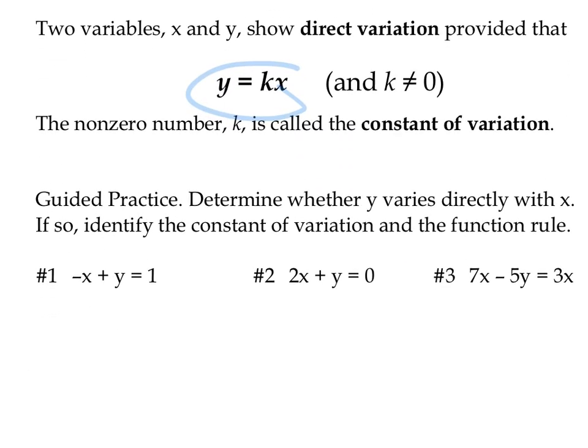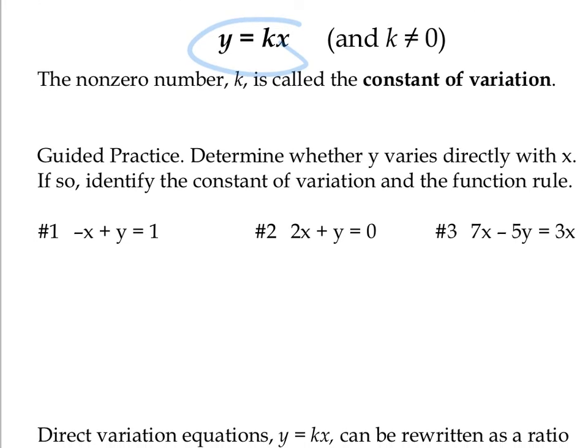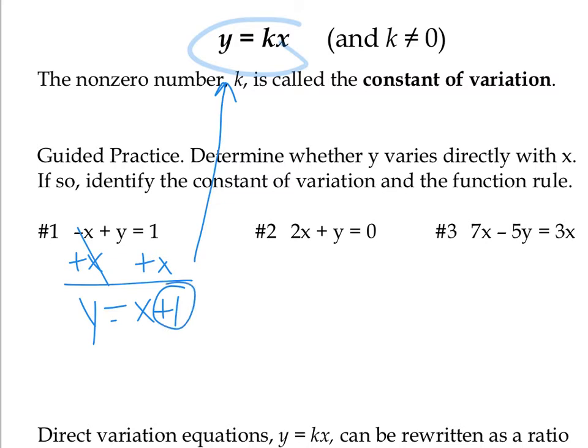Let's see if we can figure out whether these two variables vary directly, the x and the y here. In number one, what we want to do is see what this equation will look like when we solve it for y. So if we add x to both sides, we'll end up with y equals x plus 1. This does not look like the form we have right up here. We do not have just y equals kx. We have this plus 1 on the end there. So that shows this is not direct variation, because there is no constant of variation. Not direct variation.